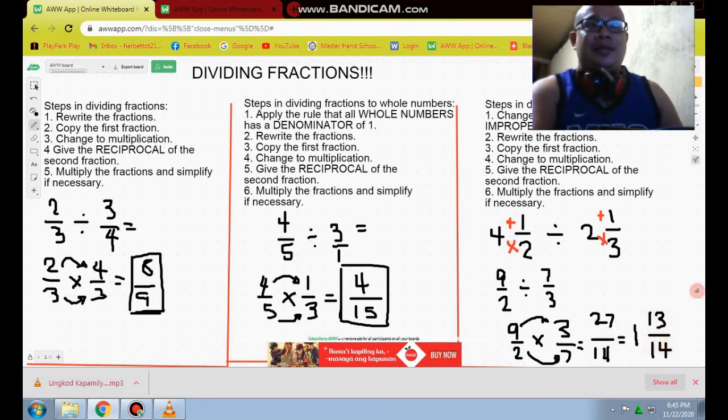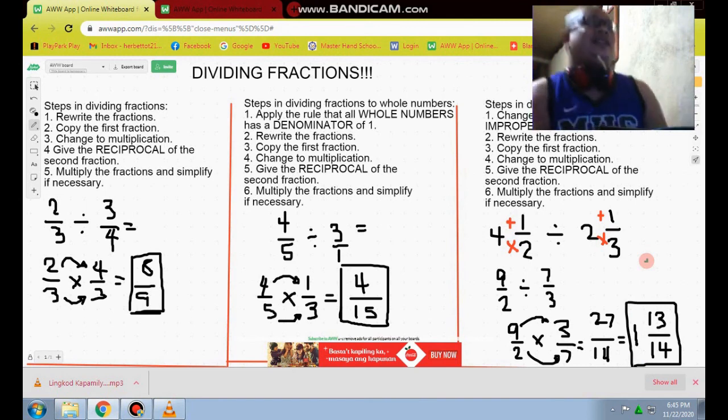Okay? So, sabi, simplify if necessary. So, tingnan natin if 13 over 14 ay merong common factor. So, I think wala. So, this is now the final answer. 1 and 13 over 14. Okay, class. So, that's how we divide fractions. Okay?